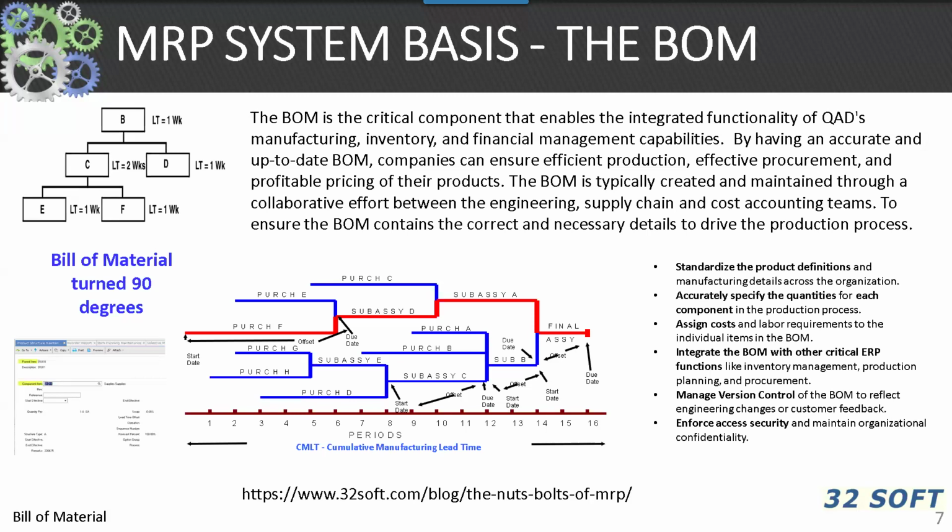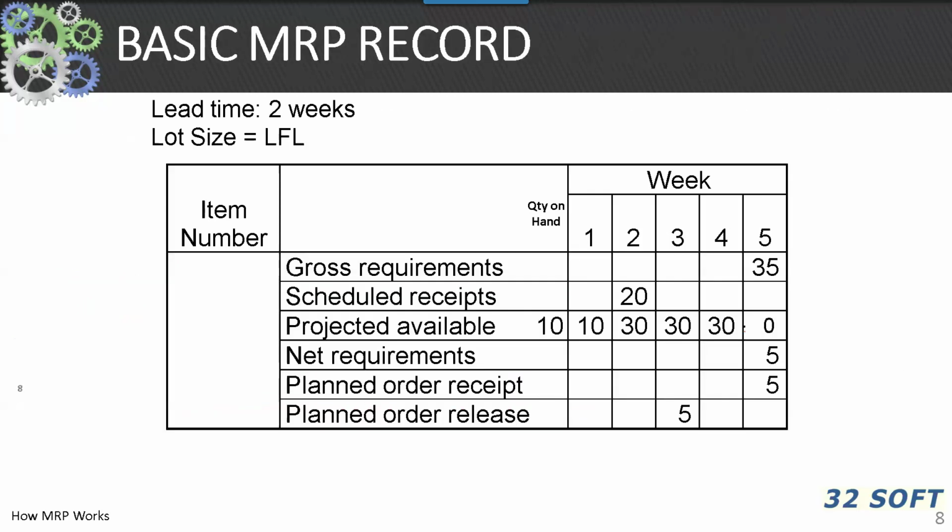The BOM is the most critical data component of MRP. It enables integrated functionality of QAD's manufacturing, inventory, and financial management capabilities. By having accurate and up-to-date BOM, companies can ensure efficient production, effective procurement, and profitability of their products.